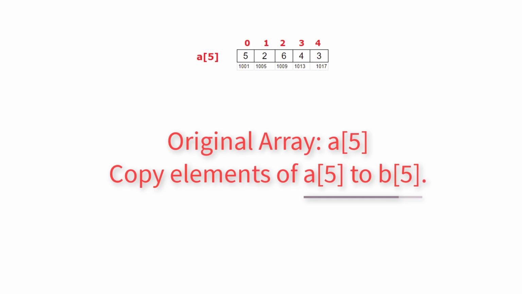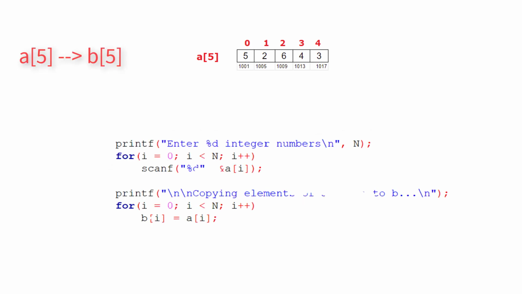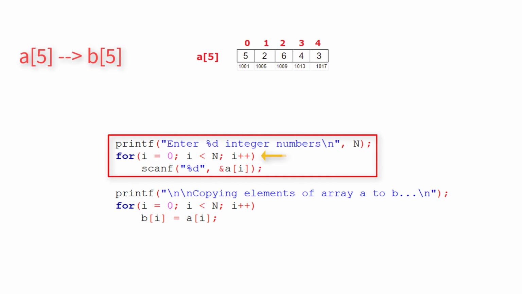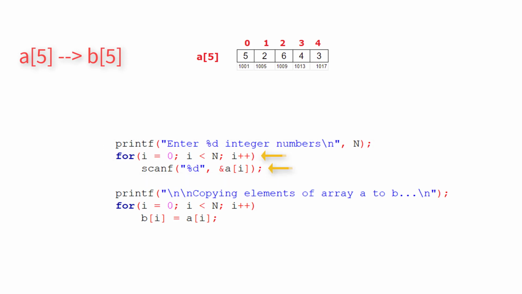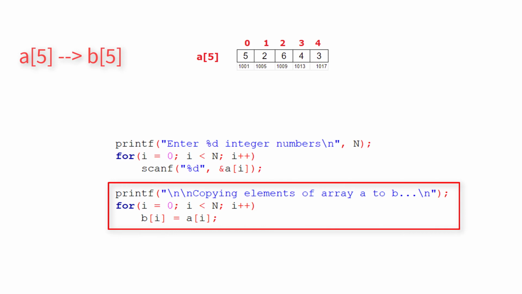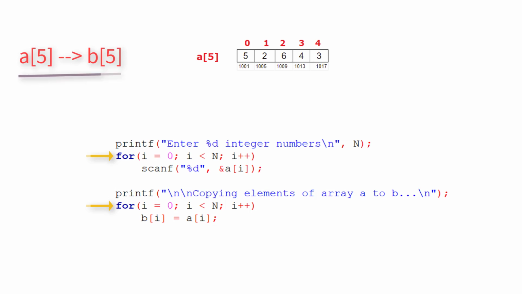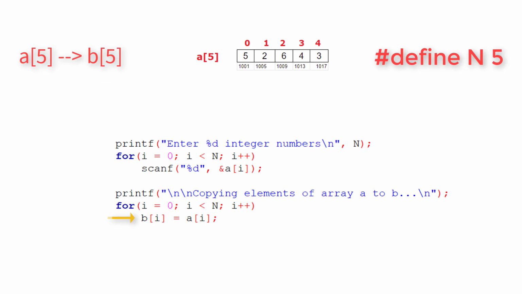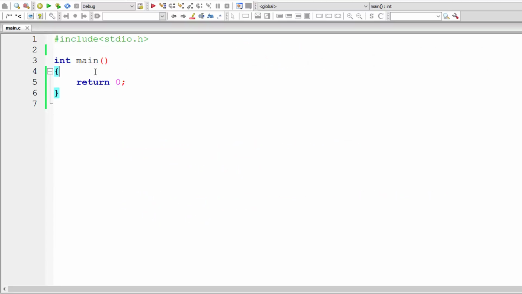Let me even show you a code snippet here. The first for loop is used to accept 5 numbers from the user and store them inside array variable a of 5. This is the original array variable a of 5. We need to now copy the individual elements of a of 5 to b of 5, one by one. Both of these for loops look similar because the size of the array is the same, and we achieve it using macros. Now inside the second for loop, we copy the individual elements of a of 5 to b of 5.